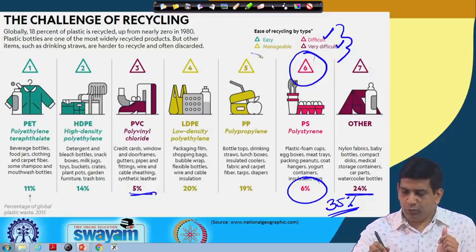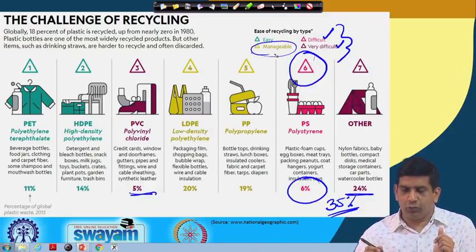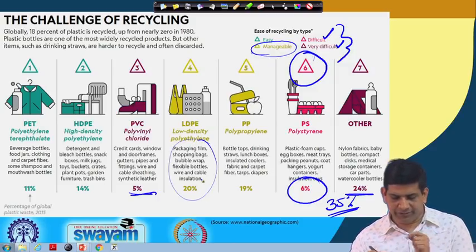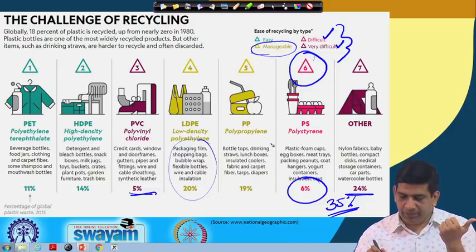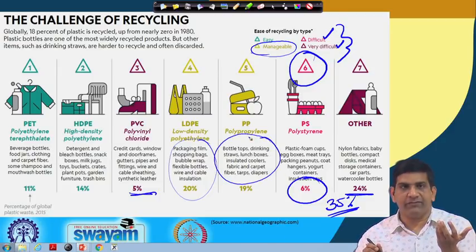Then the manageable ones, which is the yellowish green right there: LDPE and PP. LDPE is packaging film, shopping bags, bubble wraps, flexible bottles. Then PP is bottle tops, drinking straws, lunch boxes, insulated coolers, fabrics and carpets, fibers and other stuff.